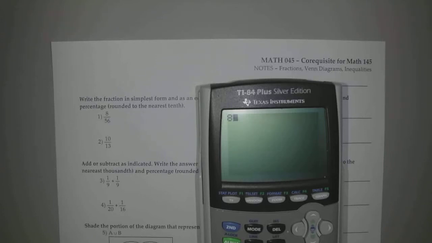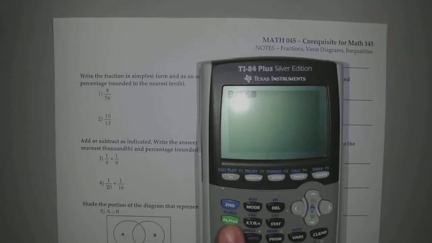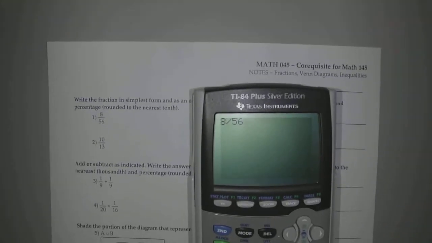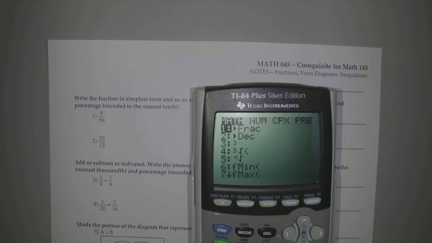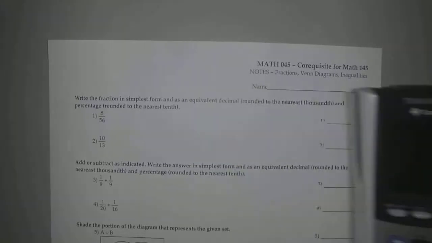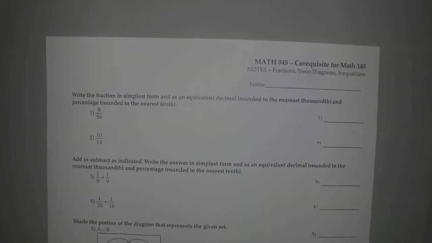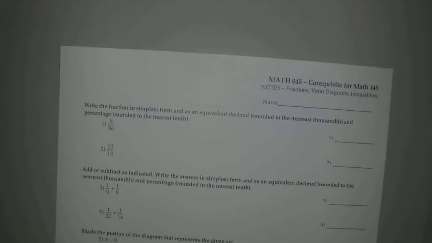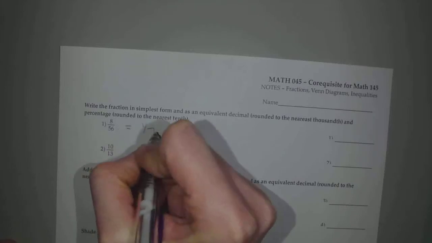So in your calculator, you do 8 divided by 56, and then go to the math button, which is right here under alpha. And if you hit math, fractions are the very first thing isolated. So you hit enter, and it'll give you 1/7, okay? So on these two guys, they're going to look for 3 answers. They want the reduced fraction. So we'll say this is equivalent to 1/7.